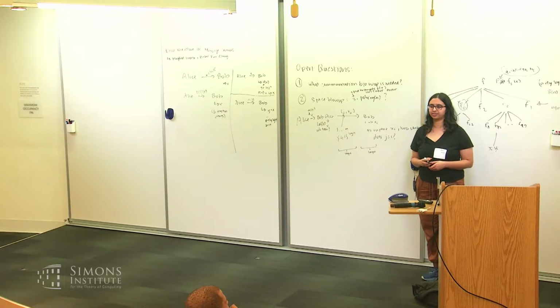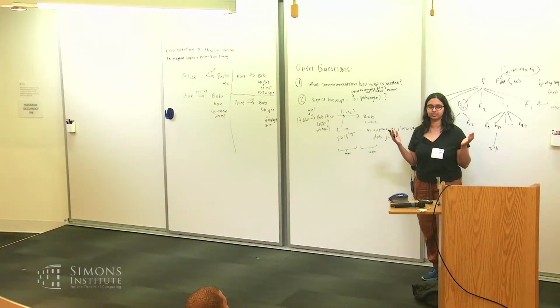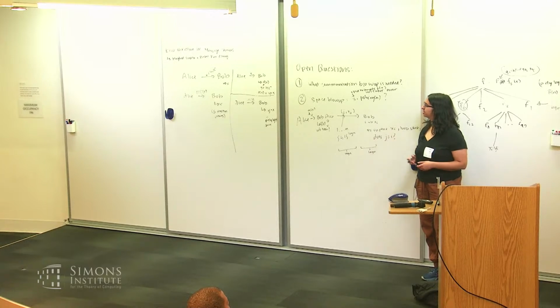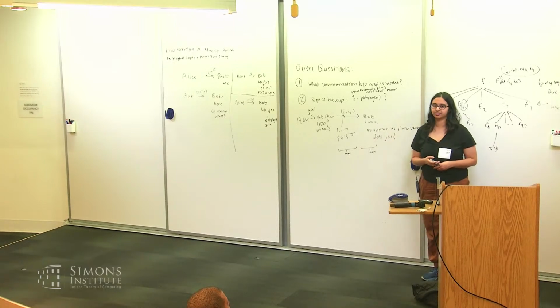I guess in the non-streaming version, there are tree codes, right? That sort of do this thing. So I wonder if you can make tree codes that are low memory tree codes.